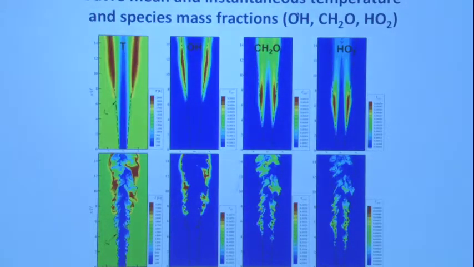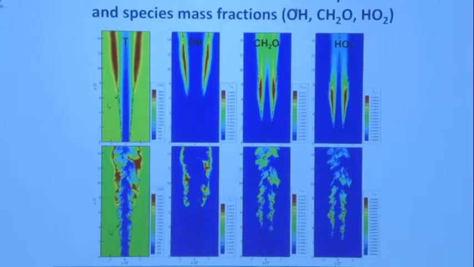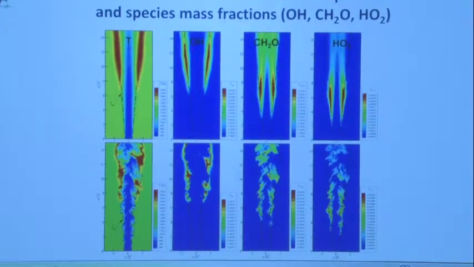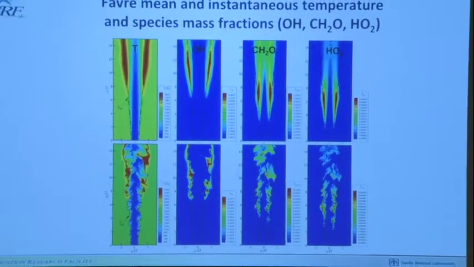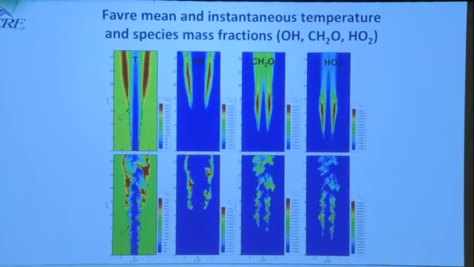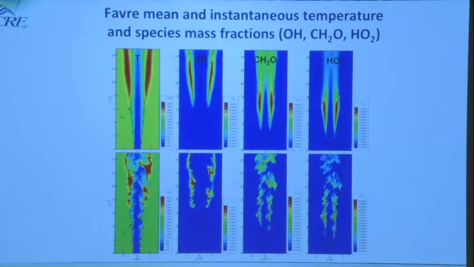Now, if we take a slice of this data, instantaneous slice, this is the second bottom row, we can see what the species mass, the temperature on the left, the, let's see, what is this?